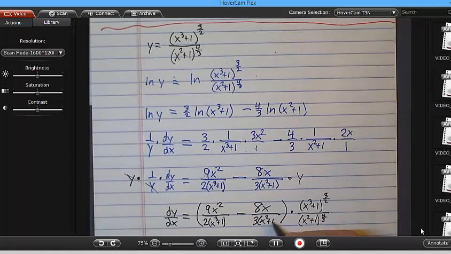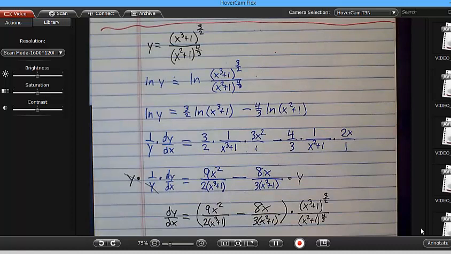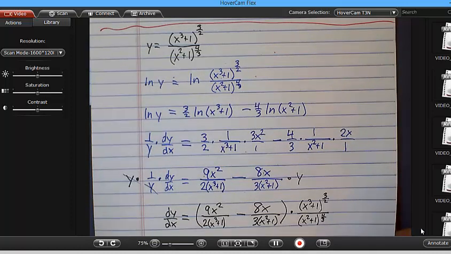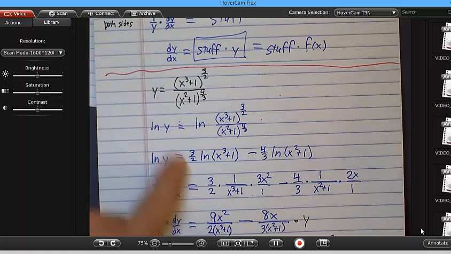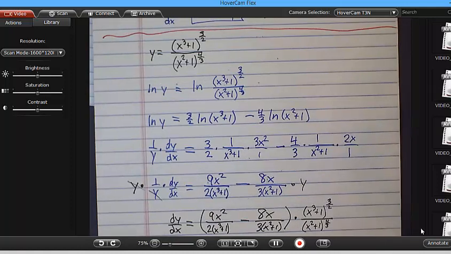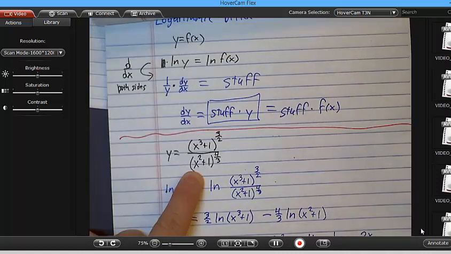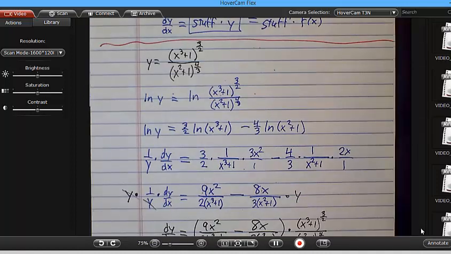Do you guys understand the process, at least? It's interesting. The original function didn't have any logs. But by taking the log of both sides, I actually came up... Can you imagine coming up with this answer? Like just taking the derivative the way you did on the second or third exam? Eesh. That'd be nasty. This makes it manageable.